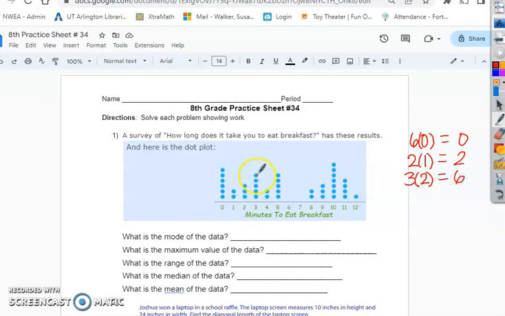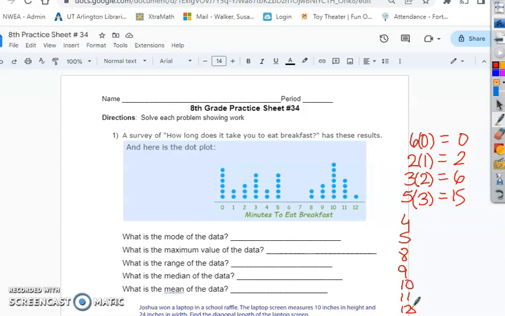Okay, so you're going to do this. 1, 2, 3, 4, 5 people took 3 minutes to eat. That's a total of 15 minutes. You're going to go all the way. You'll do 4, 5. We don't have to do these. 8, 9, 10, 11, 12. You're going to do all those, okay?